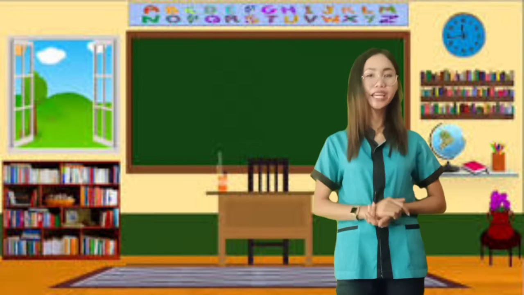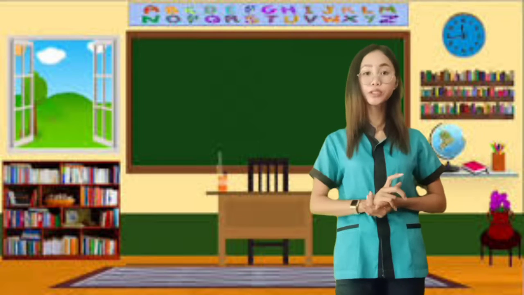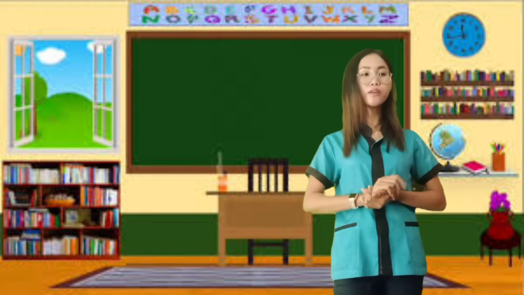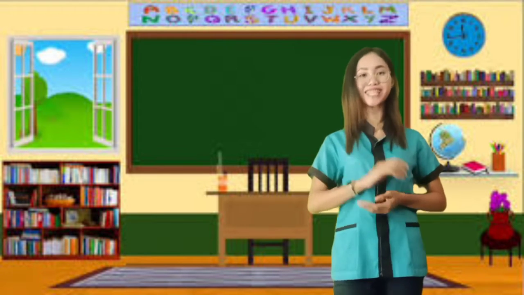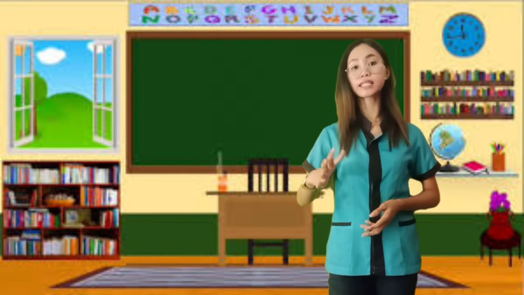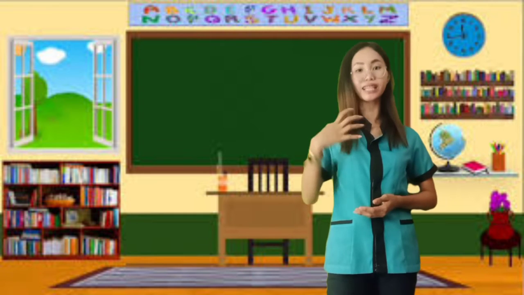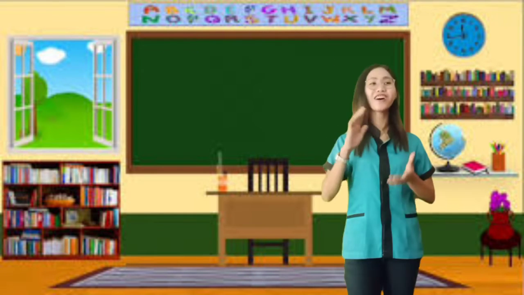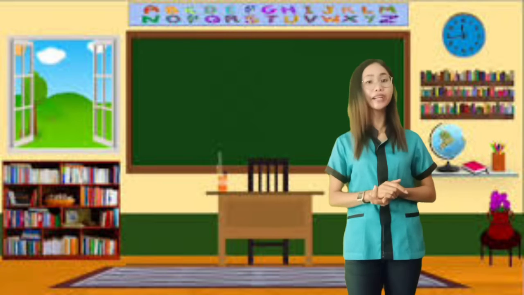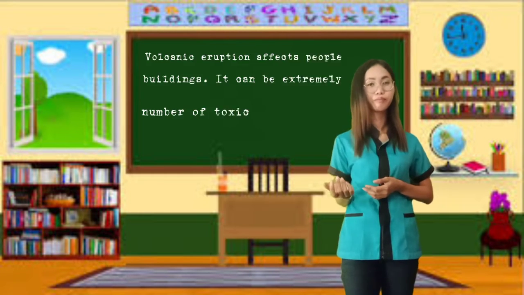Exactly! The volcano is about to erupt when there is pressure. The pressure blows up the top of the volcano and the magma comes out. Have you ever experienced a volcanic eruption, or do you only watch it on television? Okay, how do volcanic eruptions affect people and the environment?